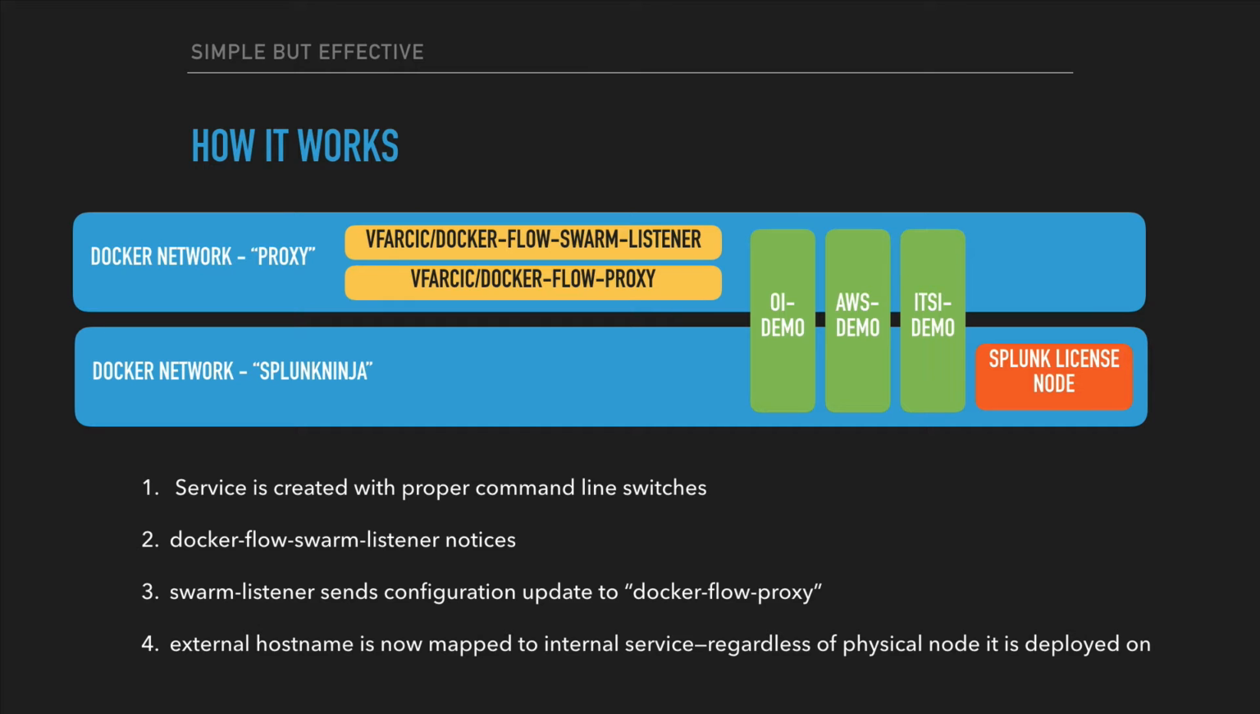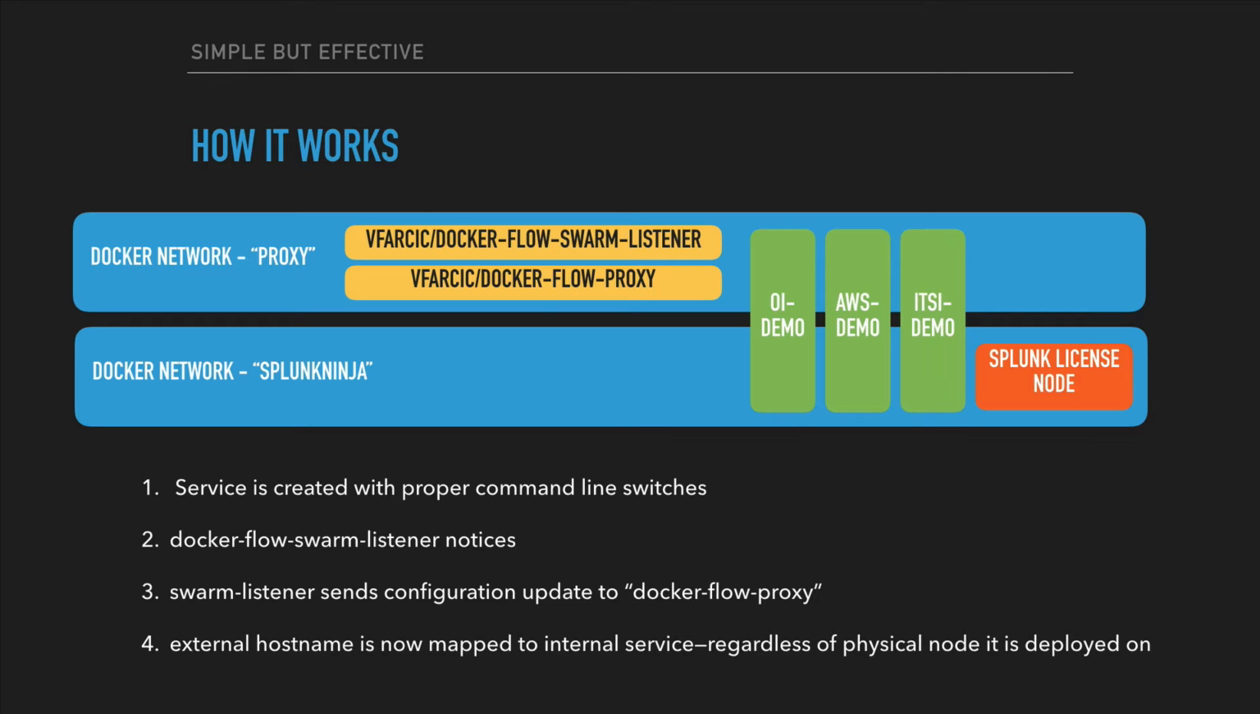I don't want that accessible to the outside world, but I want it accessible to any Splunk instance I have running. But the proxy also needs to see the Splunk instances as well because it's going to need to route traffic. So when we launch these, we're going to create the service with the proper command line switches, and one of these switches is going to be --network. And we're going to join each of these Splunk demo containers to both networks. So they're going to bridge across both networks.